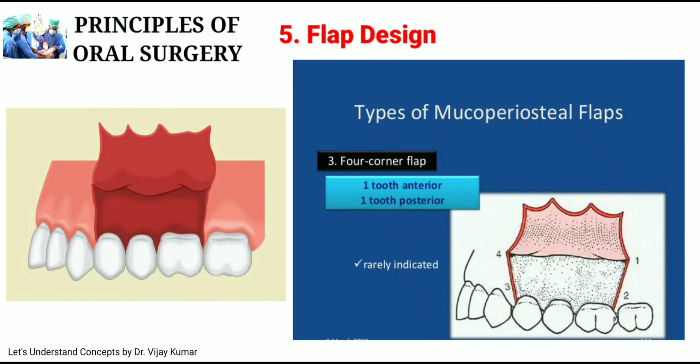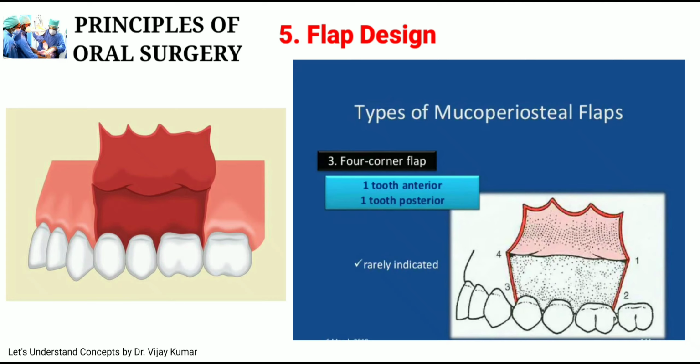Coming to the third flap, which is the four cornered flap, we have two types, rectangular and trapezoidal flap, right? In this we have one tooth anterior and one tooth posterior. So this is the length of the flap: one tooth anterior to the tooth being treated and one tooth posterior to the tooth being treated, and two vertical release incisions are there. In this picture you can see both vertical release incisions are non-parallel to each other, and they are divergent from the flap margin to the base of the flap.